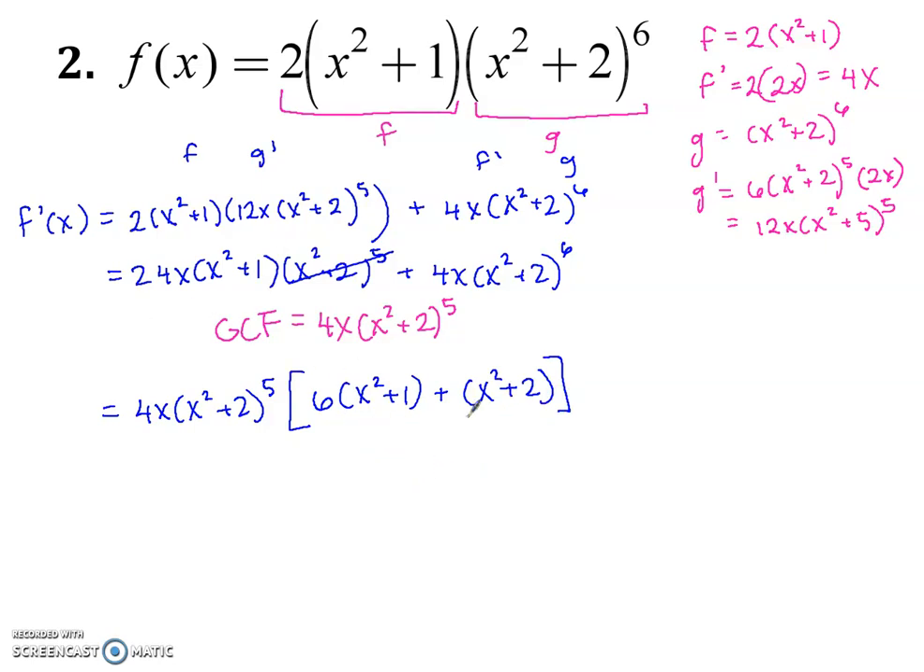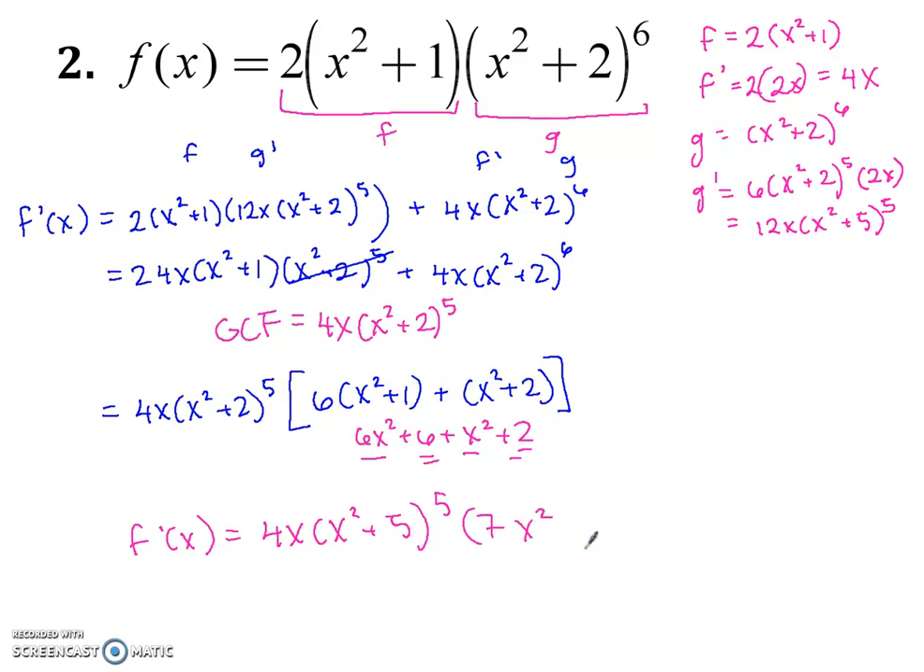Now after you do the GCF, all that's left is to simplify on the inside. So I'm going to distribute that 6 and then combine like terms. So combine your x squareds and your constants. And then just put it all together for your final answer. So then that was this part, the GCF, times what was left, which was 7x squared plus 8.